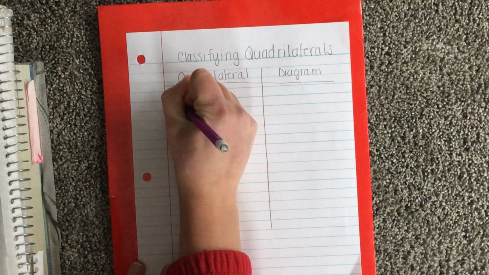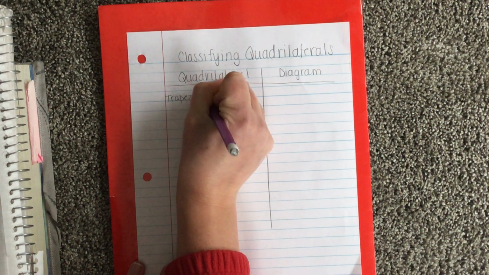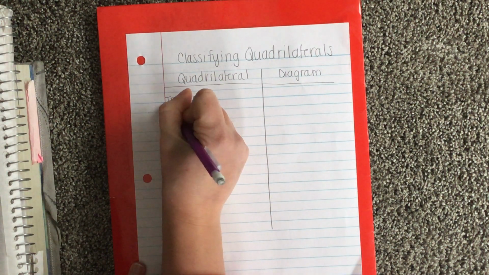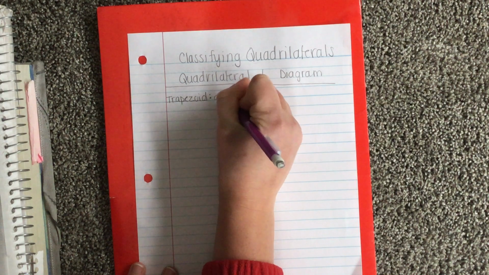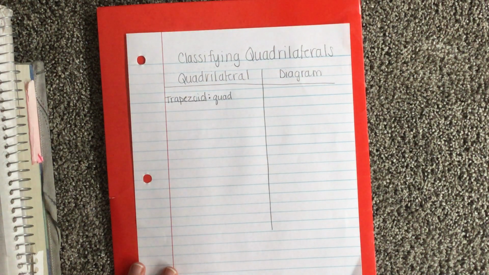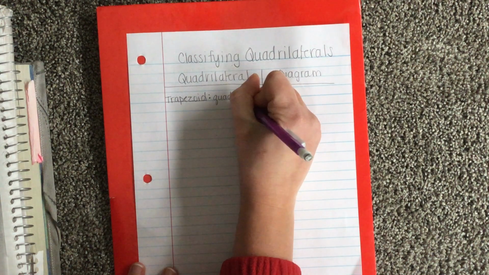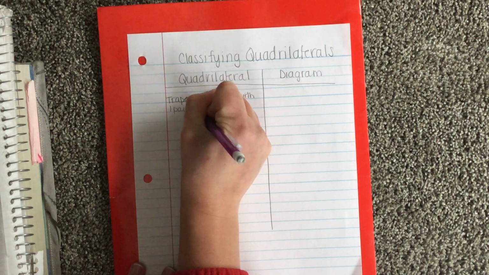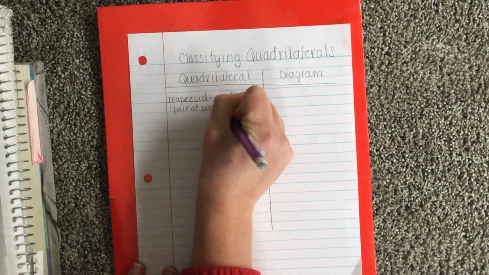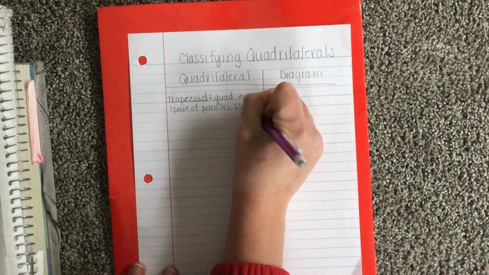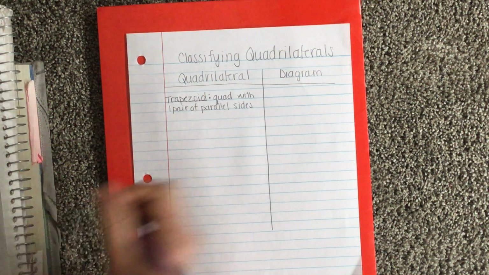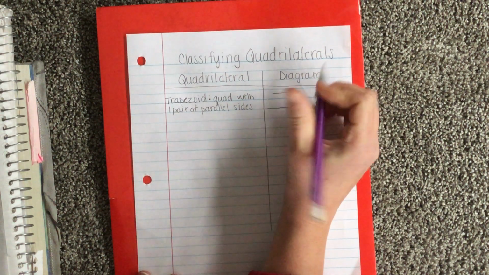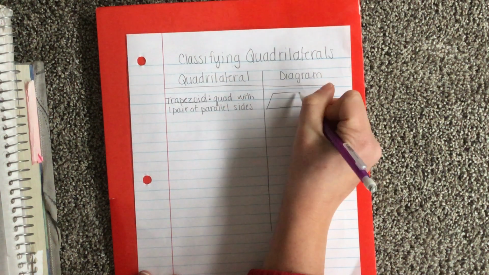The first category is a trapezoid. A trapezoid is a quadrilateral. I'm just going to abbreviate because we're going to have a lot of writing here. A quadrilateral with exactly 1 pair of parallel sides. Okay, so trapezoid is a 4-sided figure. That's what a quadrilateral means, with 1 pair of parallel sides.